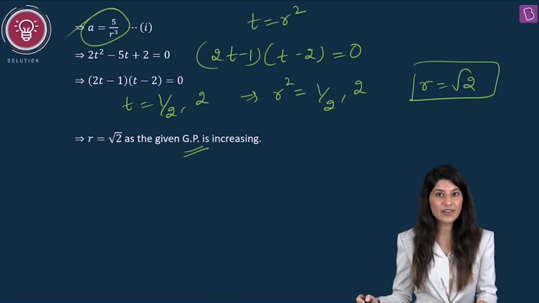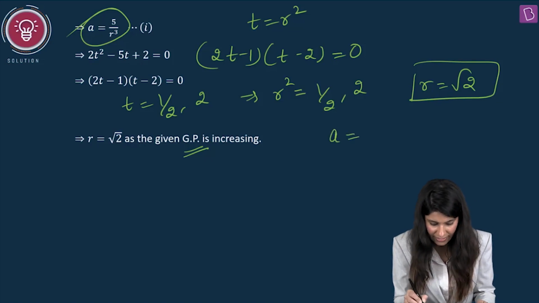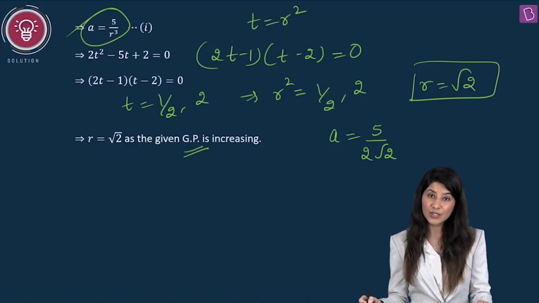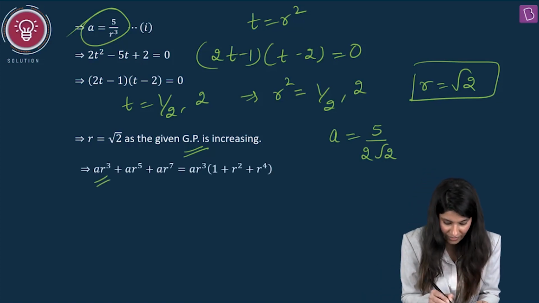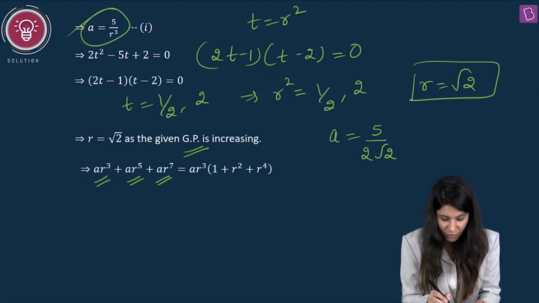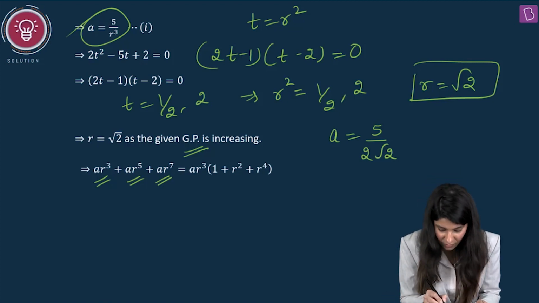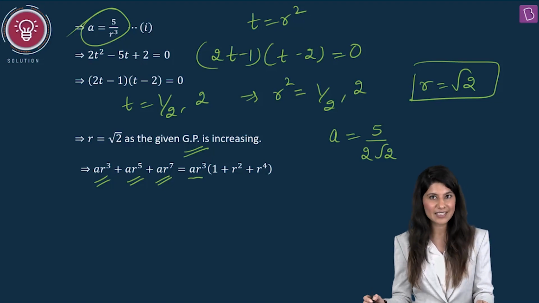Now, you have the value of R. If you put the value of R over here, what you get is the value of A. So, A is 5 by 2 root 2. And you need to figure out the sum of the 4th, 6th and 8th term. Yes, 4th, 6th and 8th term. Let's take out AR cube common from this. So, AR cube plus AR cube multiplied by (1 plus R square plus R raised to power 4).